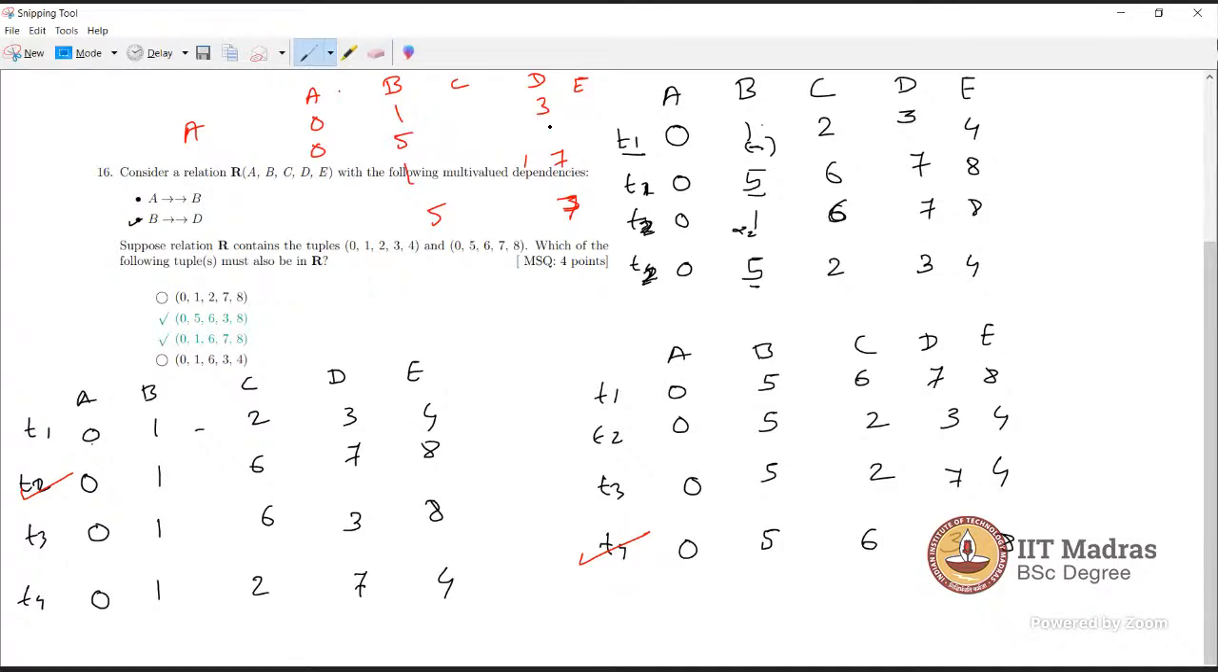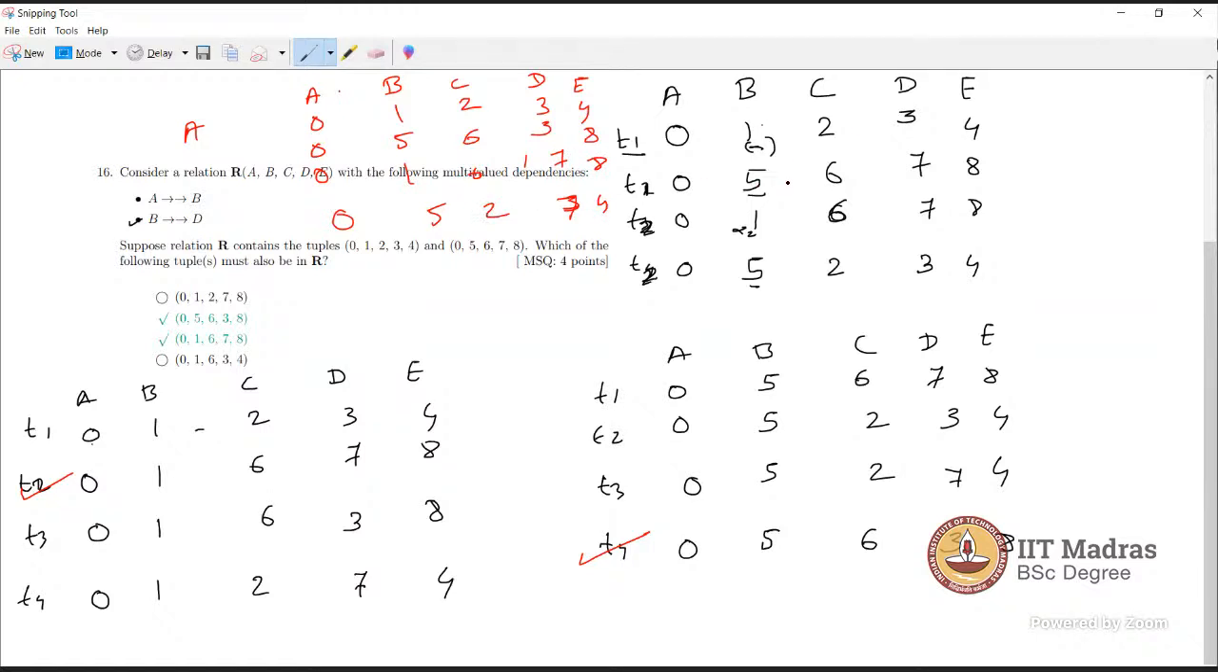1, 3, then 5, 3 here, then 1, 7, 5, 7. 5, 7, right? Okay. So 0 will be the value of A in all cases because A does not have any other value. C and D can only be 2, 4, 6, 8. So combinations of 2, 4, 6, 8, 2, 4, 6. And here also 6, 8, 2, 4. So we're getting the same table, right?